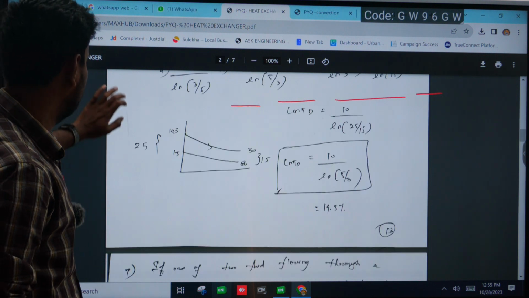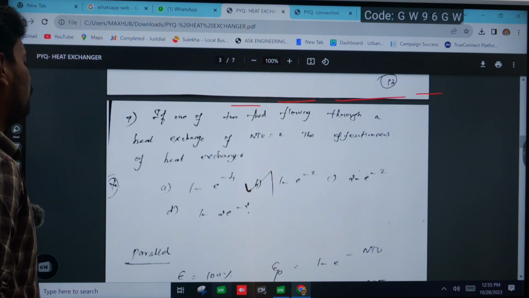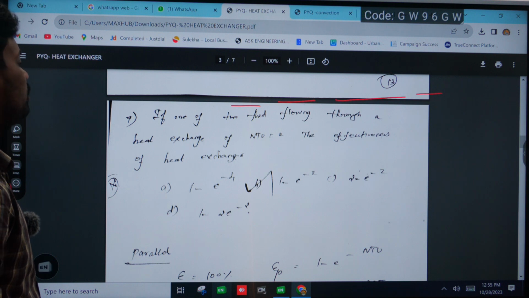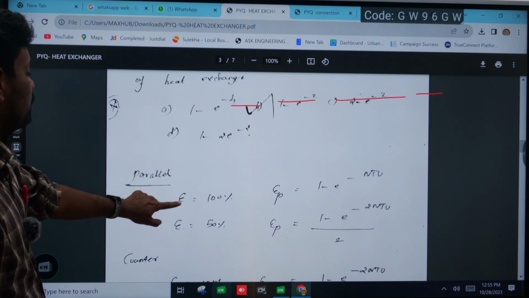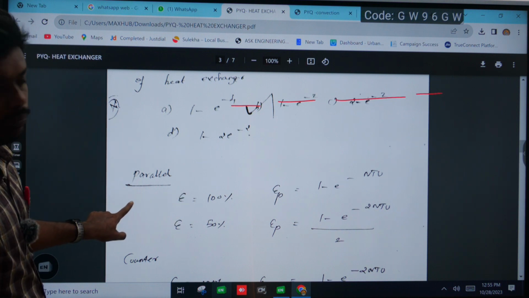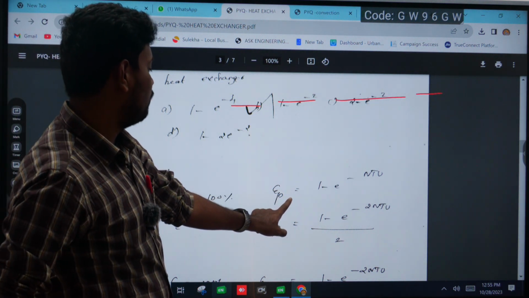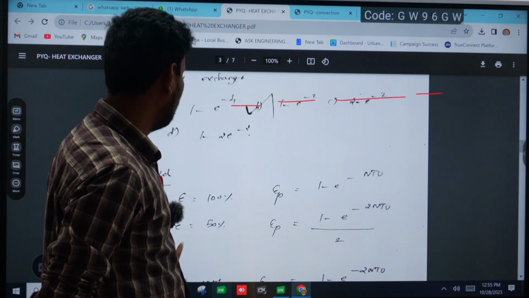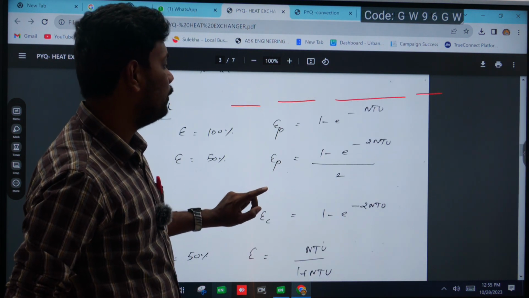Next. This is the most important problem. If one of the two fluids flowing through a heat exchanger has NTU equal to 2, what is the effectiveness of the heat exchanger? So this you remember, the effectiveness. For parallel flow, the effectiveness formula is 1 minus e power minus NTU, and if this is 50%, then the formula is 1 minus e power minus 2 NTU by 2.